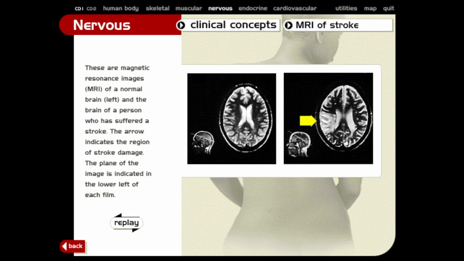These are magnetic resonance images, MRI, of a normal brain, left, and the brain of a person who has suffered a stroke. The arrow indicates the region of stroke damage. The plane of the image is indicated in the lower left of each film.